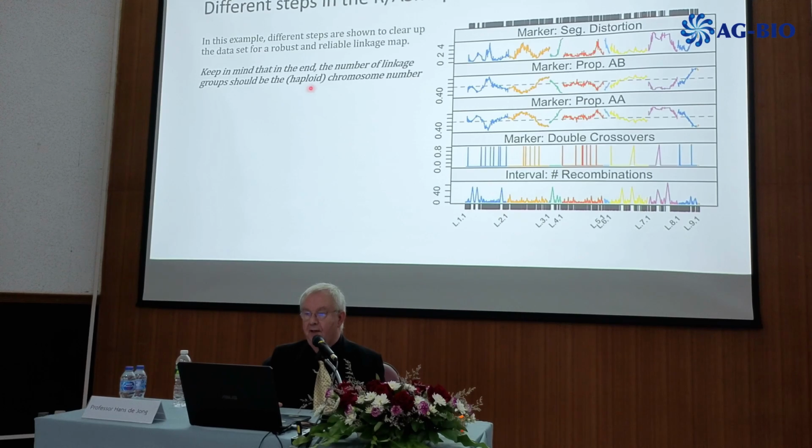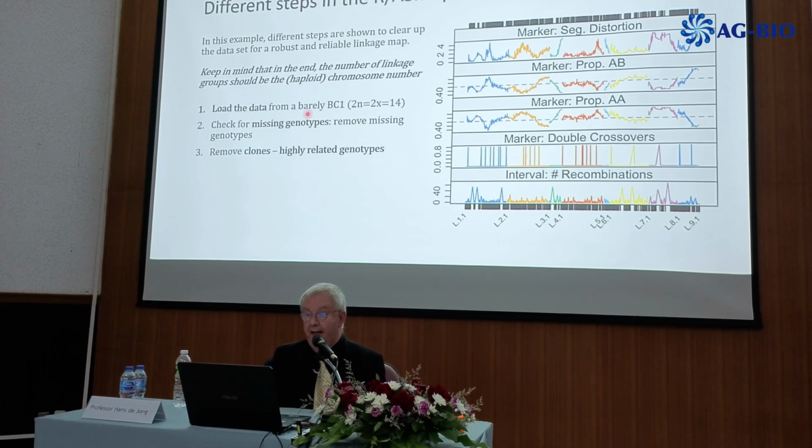Keep always in mind that in the end of your cleaning up, the number of linkage groups should be equal to the haploid number of chromosomes. So you load the data, in this case, that was given in the tutorial. It is in barley, barley BC1 with 40 chromosomes, and you check first for the missing genotypes, and the missing genotypes are removed. That can be a quite substantial part of your data.